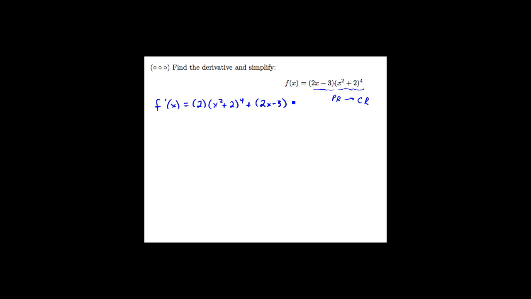This is going to be our chain rule. We'll bring the exponent down, leave what's inside alone, reduce the exponent by 1, and then multiply by the derivative of the inside. The derivative of x squared plus 2 is 2x.